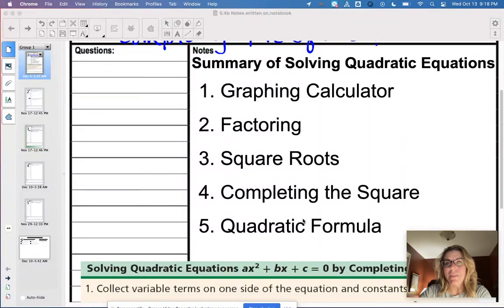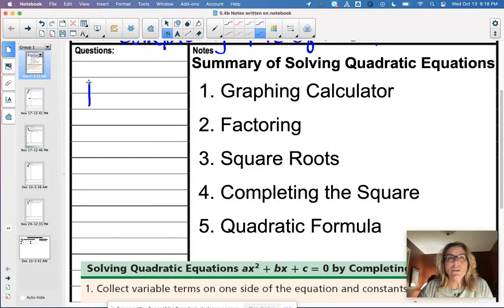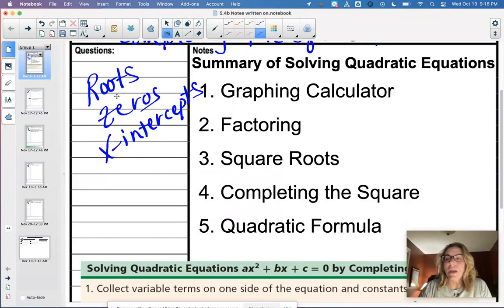There are 5 different methods that can be used to solve quadratic equations. So far, we have used a graphing calculator, factoring, square roots, and completing the square. The 5th method, the quadratic formula, will be used in the second half of the chapter. All of these methods find roots, zeros, and x-intercepts. And all of the methods obviously find the same roots, zeros, and x-intercepts.